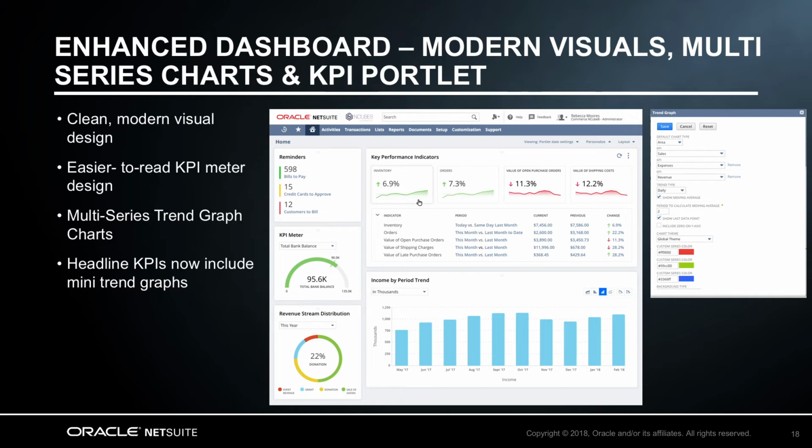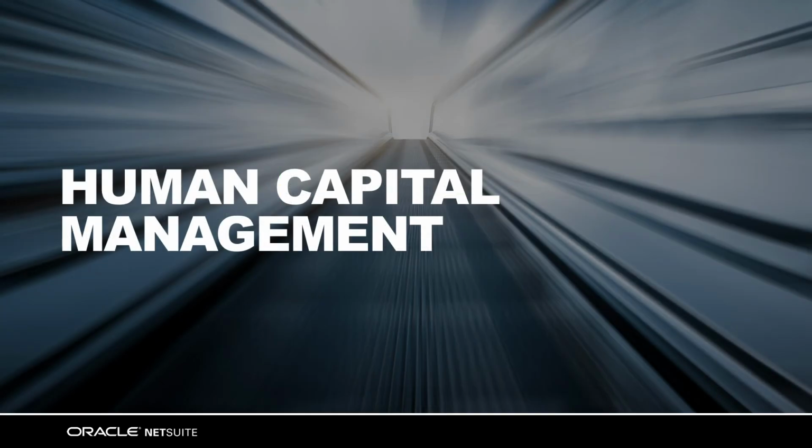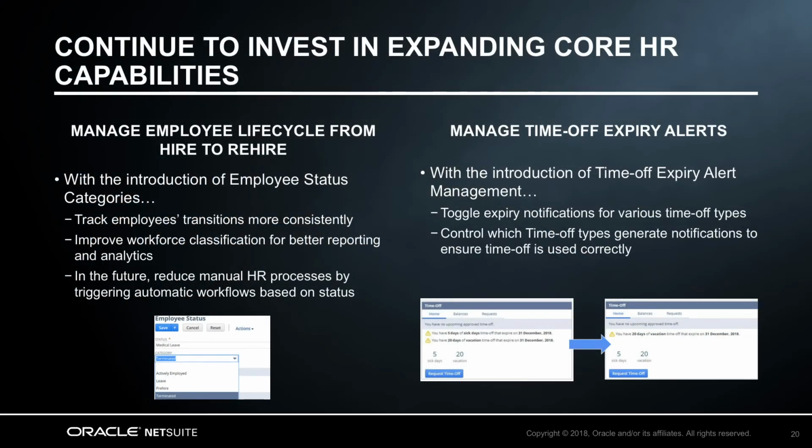To see the full list of KPIs, you can expand and collapse the list under the headline KPIs. Last but certainly not least, let me touch upon the highlights in the Human Capital Management area. In the 19.1 release, we're continuing to invest in expanding core HR capabilities.